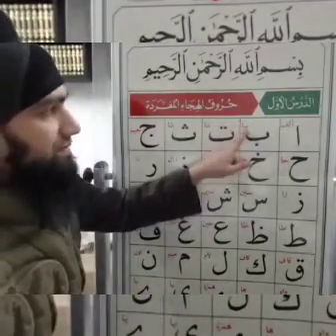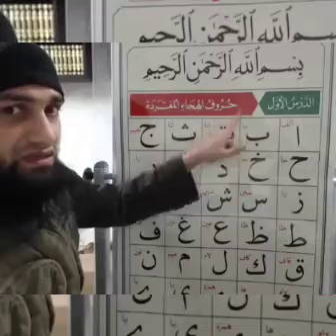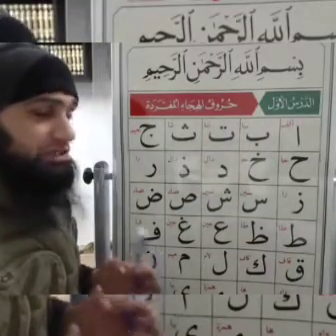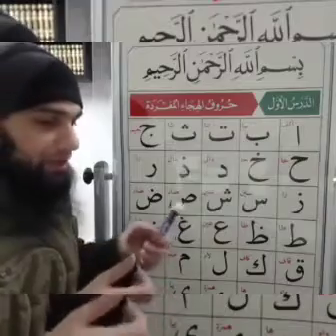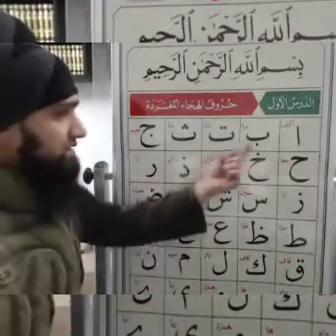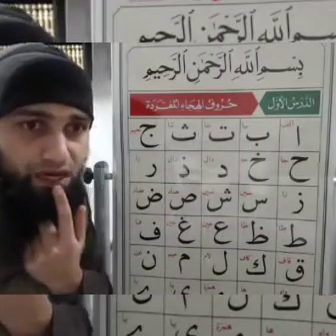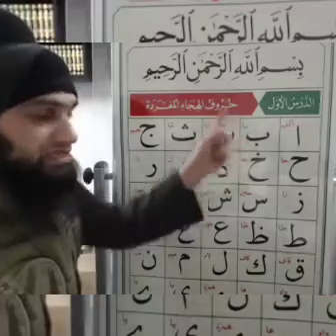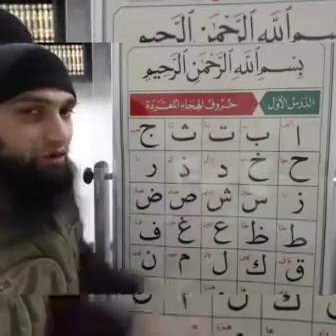Now you see the letter Ba, if you look at the name of it, it ends with Alif. We said the Alif is used for what? Does it have a sound? No, this is the only letter that doesn't have a sound, but it is used for stretch. So you see the letter, the sound is B, comes from the lips. B. It is elongated, it is stretched because of the Alif following it.